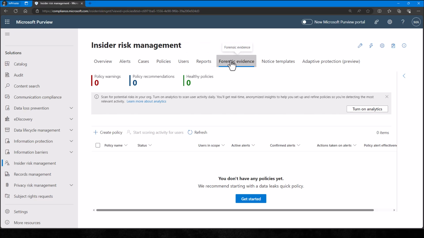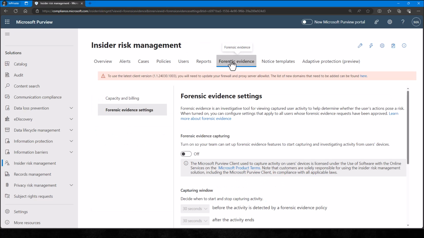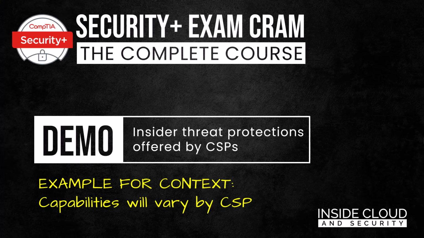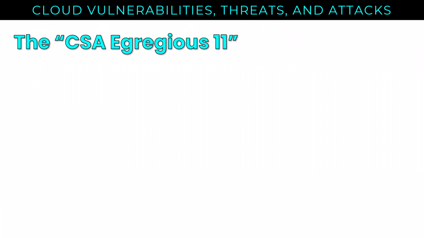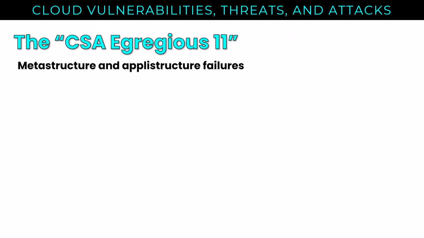users, reports. You can even see here a forensic evidence tab, which is an investigative tool for viewing captured user activity. And this insider risk feature even has notice templates so we can standardize our communication, and some adaptive protection, which is going to involve some intelligence. Words like adaptive and intelligent usually tip us off that the feature involves AI and machine learning or some other advanced functionality. Continuing down the list, we have metastructure and applistructure failures.